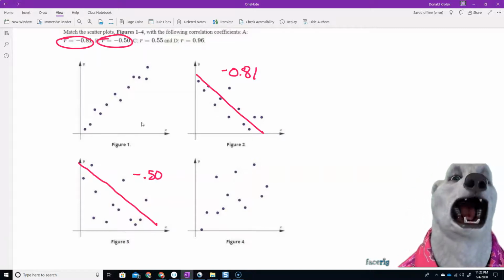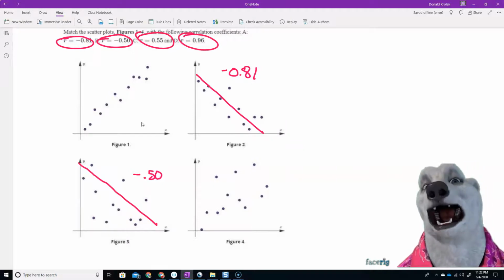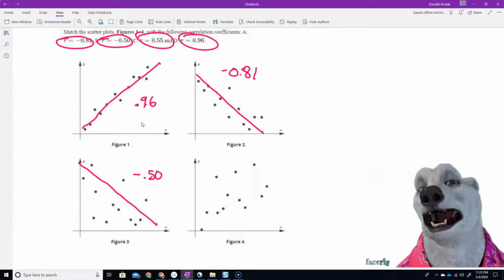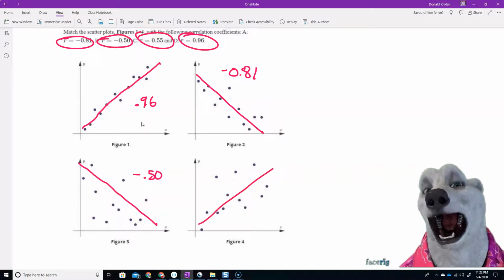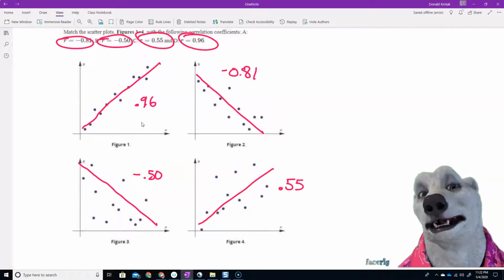Alrighty. Then we've got an R of 0.55 and an R of 0.96. Well, that's a pretty good fit up there. That's got to be your 0.96. And I'd say down here is your 0.55. All right.